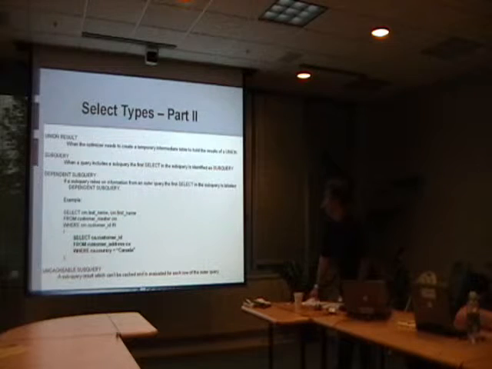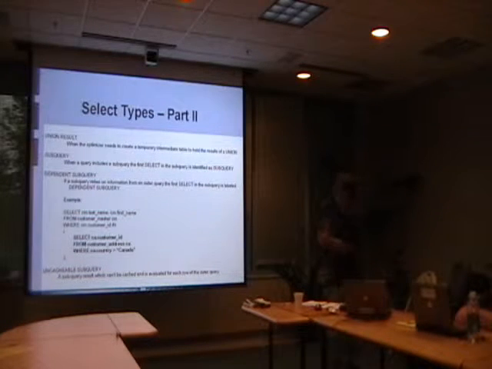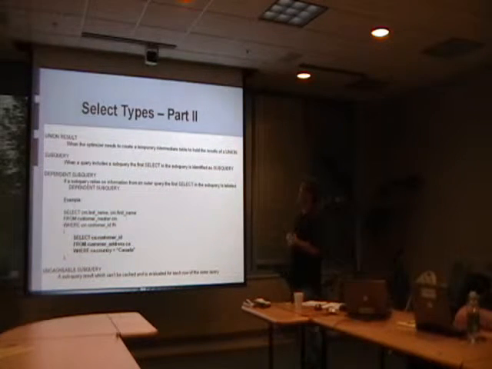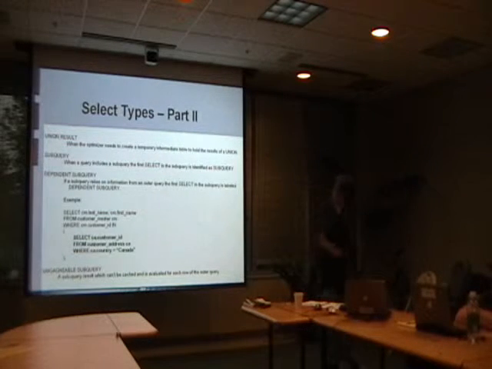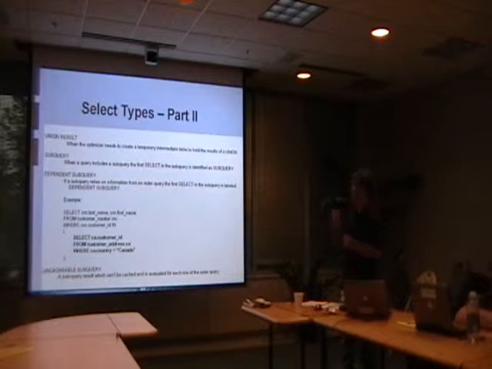Make sure I got everything in order here. You've got a union result, and that's when the optimizer needs to create a temporary table to hold the results of a union. A subquery, which I mentioned, if a query includes a subquery, the first select in the subquery is identified as type subquery. Okay.